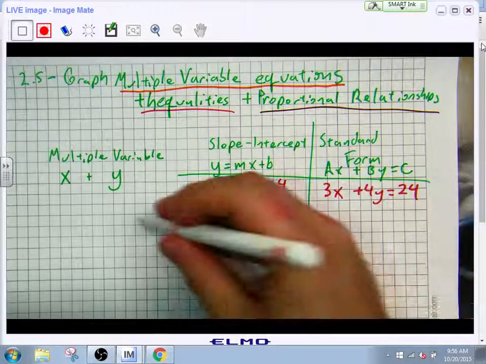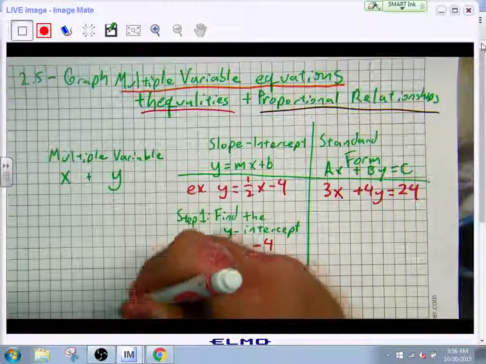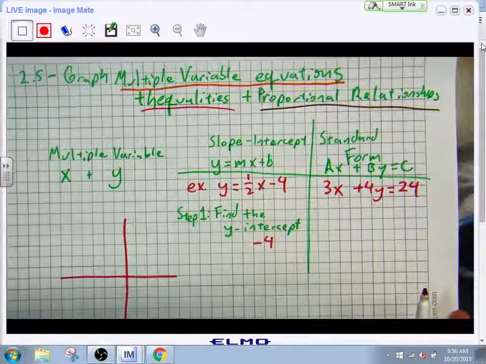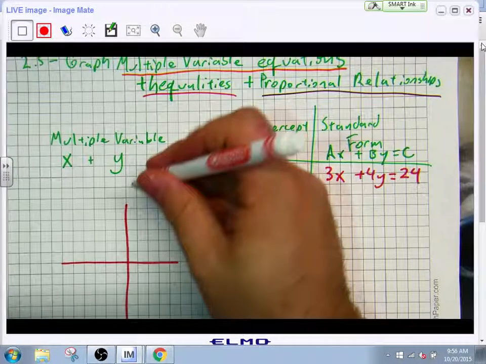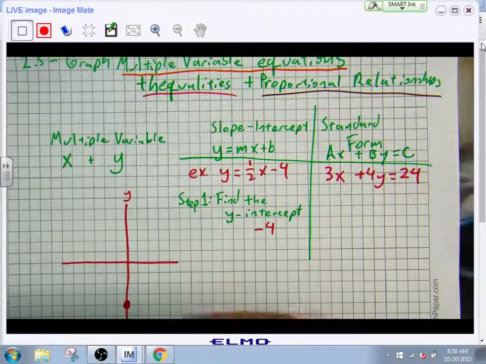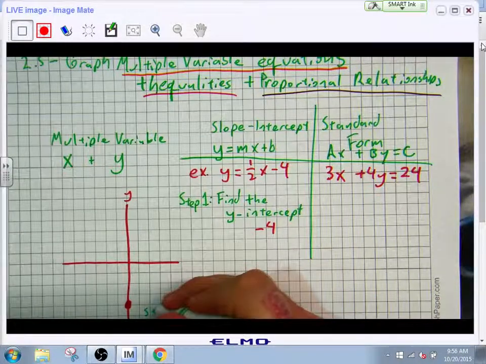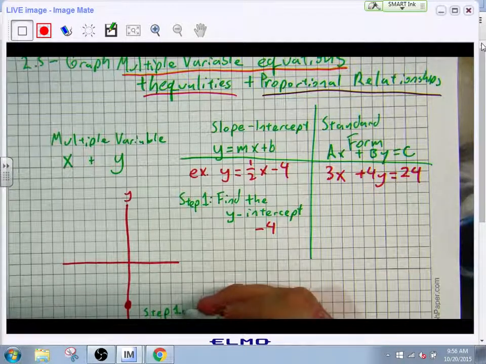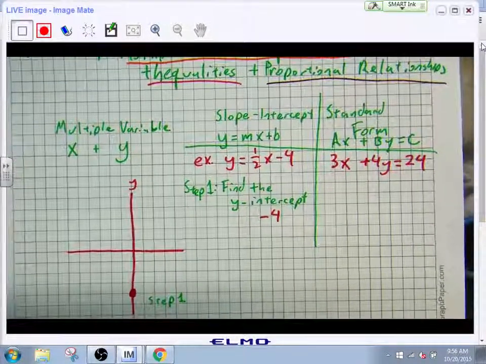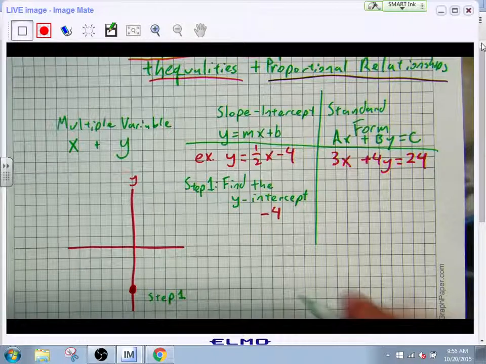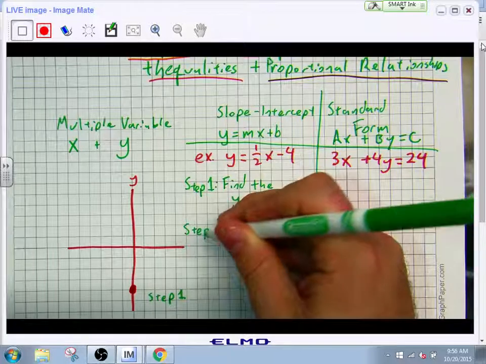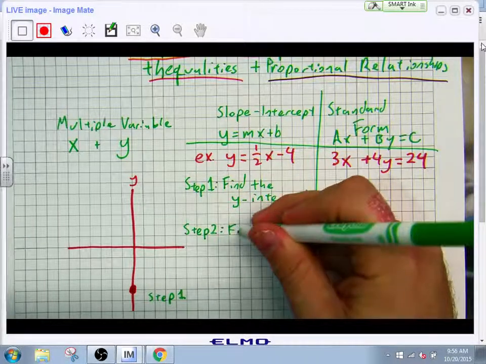And so what I would do is I would have a graph. I would find -4 on that graph on my y, 1, 2, 3, 4, and I would make a dot. So this is my step 1. My step 2 would be to find the slope.